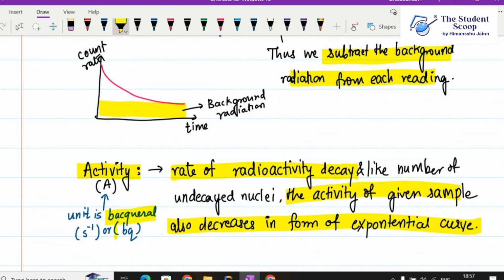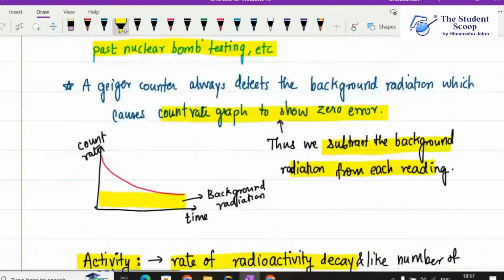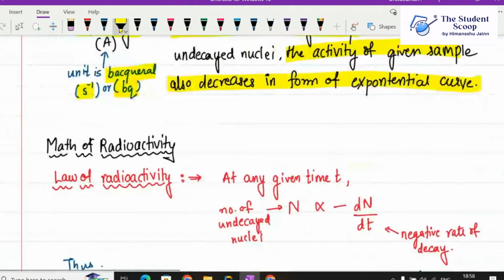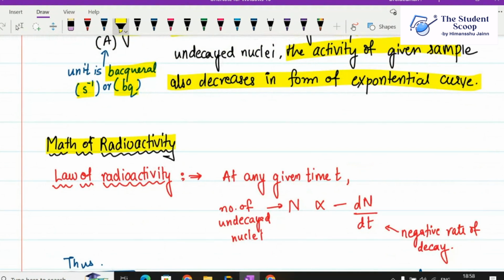The unit for it is becquerel, or second raised to -1. Okay, those are the units of activity. Now those terms are related, but when we talk about the math of radioactivity, this is the HL part. In the HL part, you will find the law of radioactive decay.